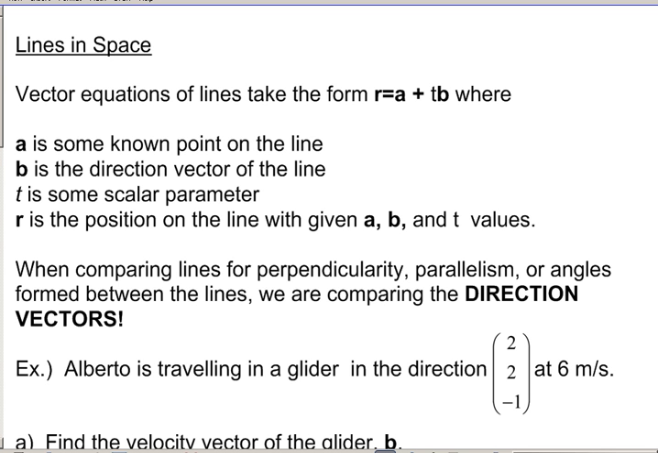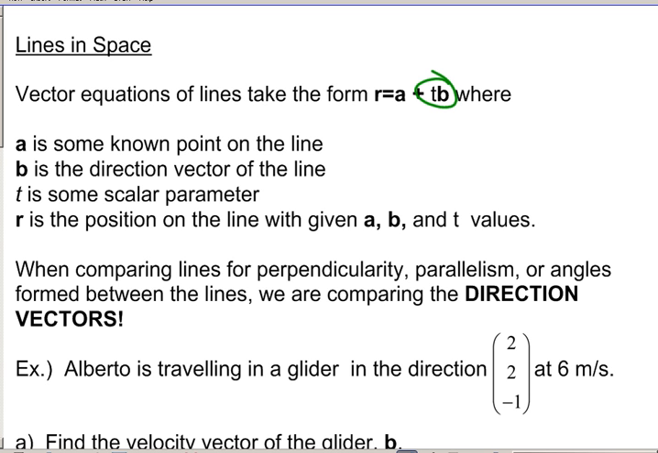And that's really important. You can tell your direction vector in these equations because they've got the scalar right next to them. So it's of this form, tb. t is some scalar parameter. It's often time. And r is the position on the line with given a, b, and t values.